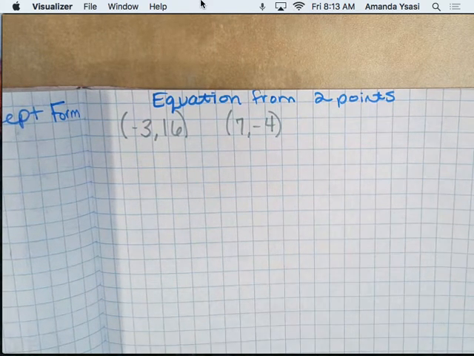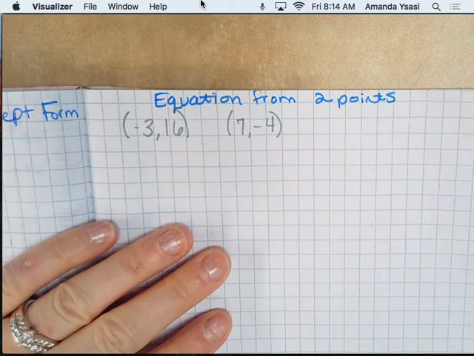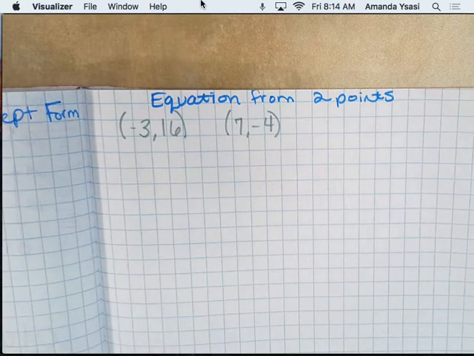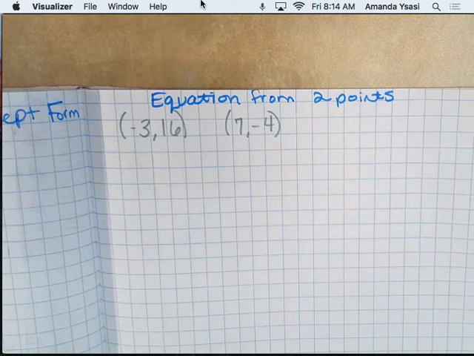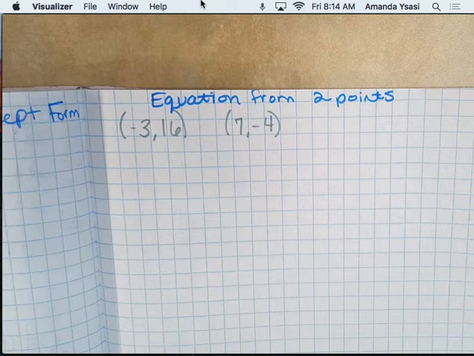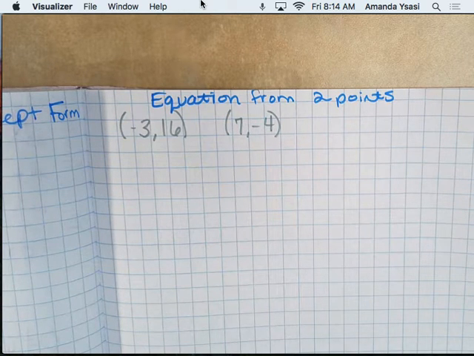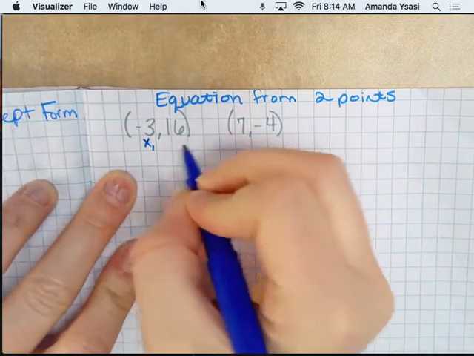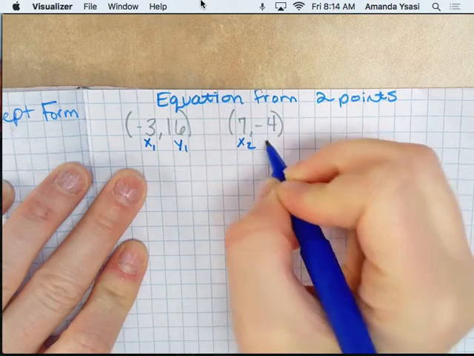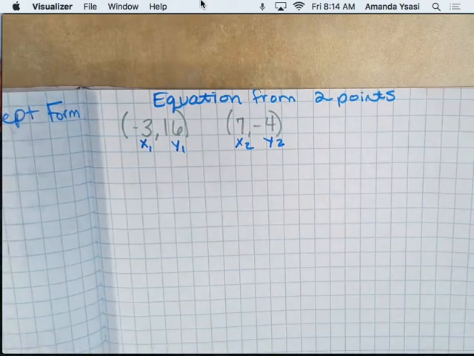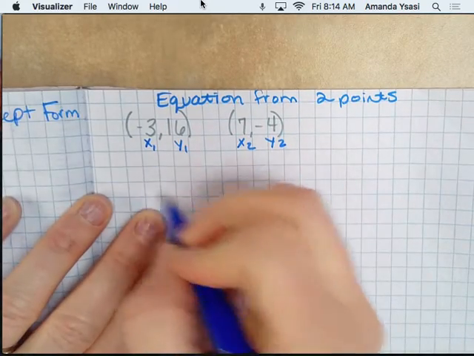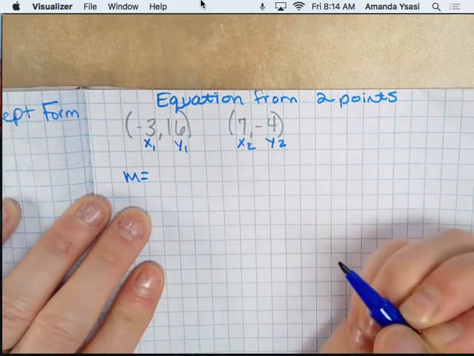So in order to find the equation from 2 points, we're first going to find the slope. Once we find the slope, then we're just going to use one of the x and y pairs in y equals mx plus b to find b, and then write our equation. So this is x1, y1, x2, y2. So it's y2 minus y1 over x2 minus x1.